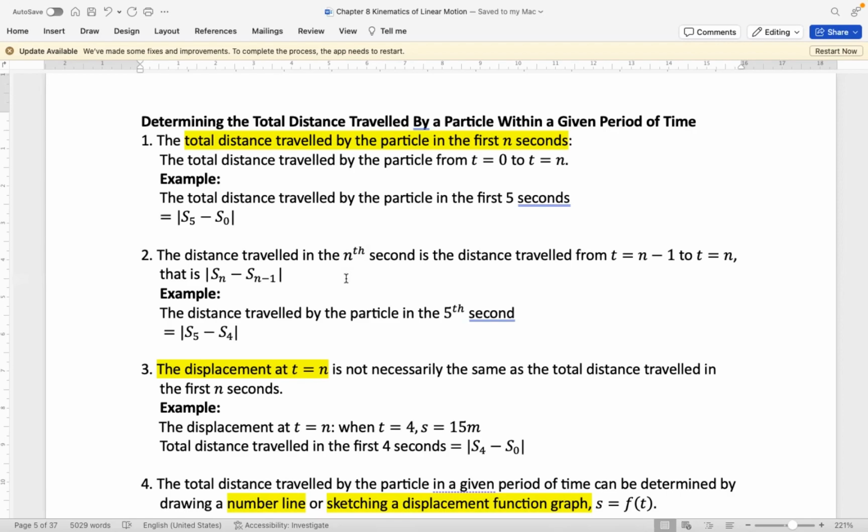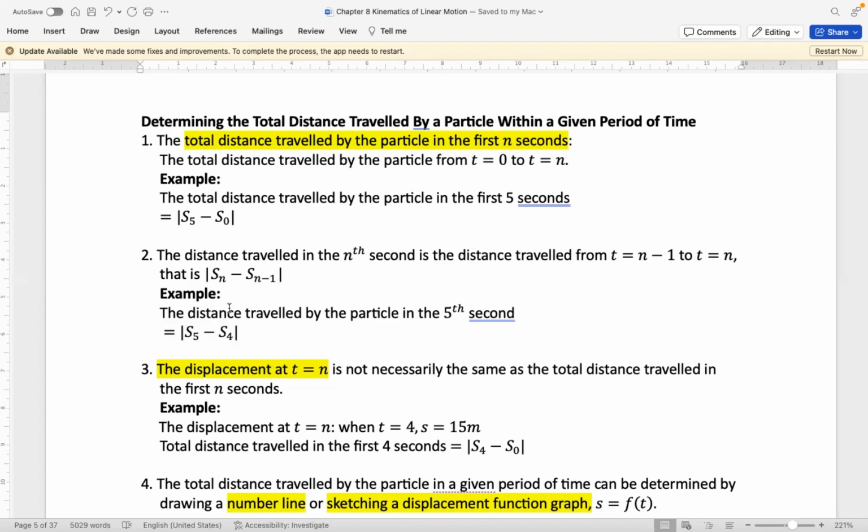Okay, next one. The distance traveled in the nth second is the distance traveled from t equals n minus 1 to t equals n. Then you can use this formula, modulus of Sn minus Sn minus 1. For example, if the question asks you to find the distance traveled by the particle in the 5th second, the 5th second means from the 4th second to the 5th second, how many meters it moves. So you can do S5 minus S4. If in the 7th second, then you do S7 minus S6 and so on.